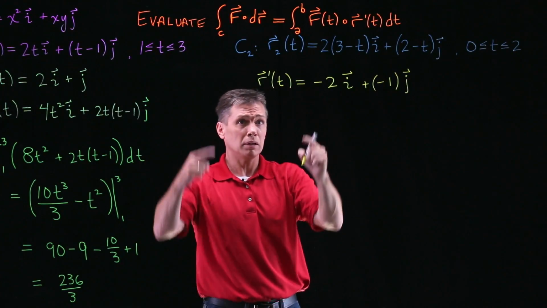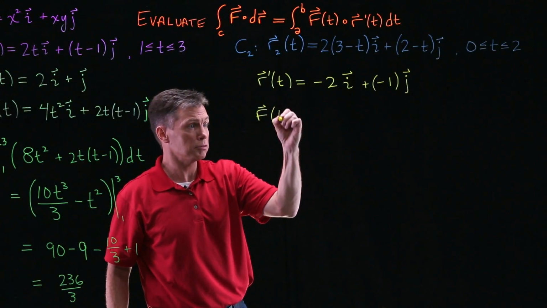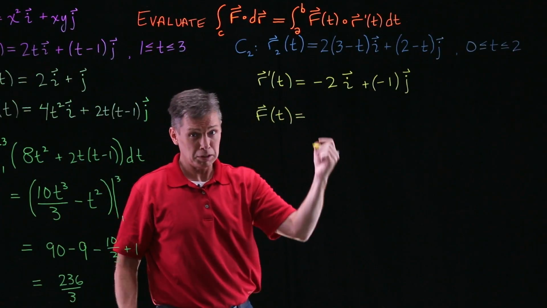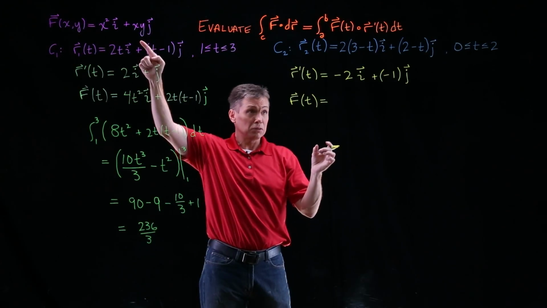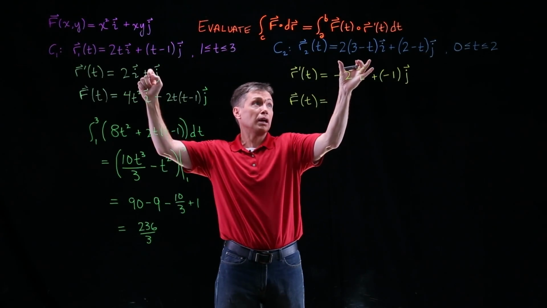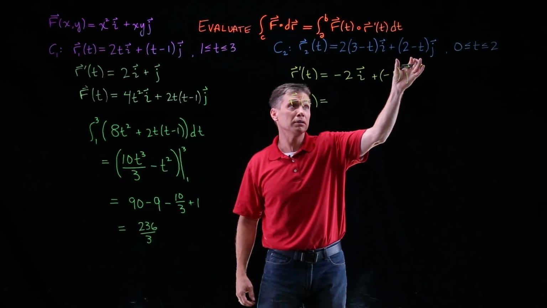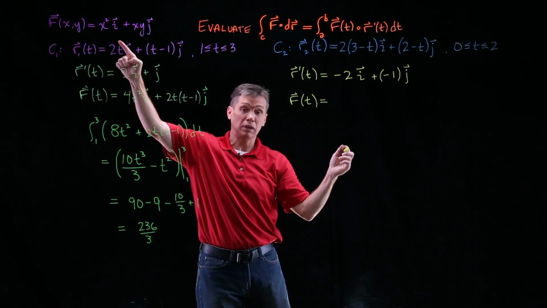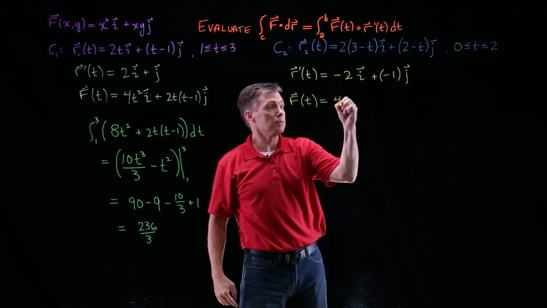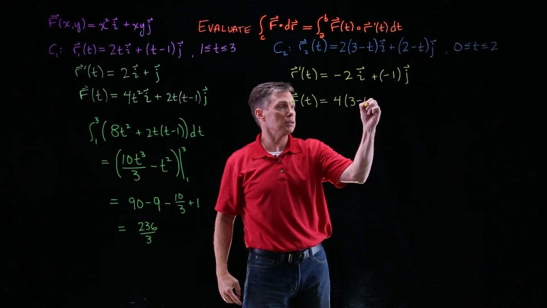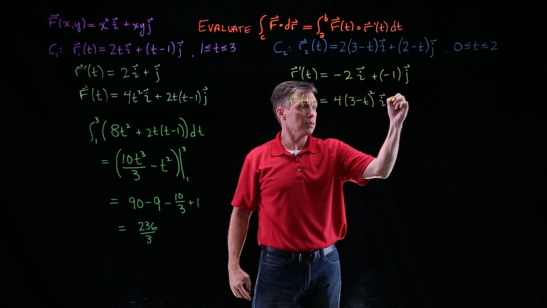Okay, and then that's my r prime. I also want to have my f vector in front of me and ready to go. Like I did before, I've got to look back at the original f here, but my x's and y's are coming from the x component, the i component here, and the j component there for the y. So I'm following this. I see x squared, so I have to square this. And I get 4, I'll put parentheses, 3 minus t, parentheses squared, and that's times the i.